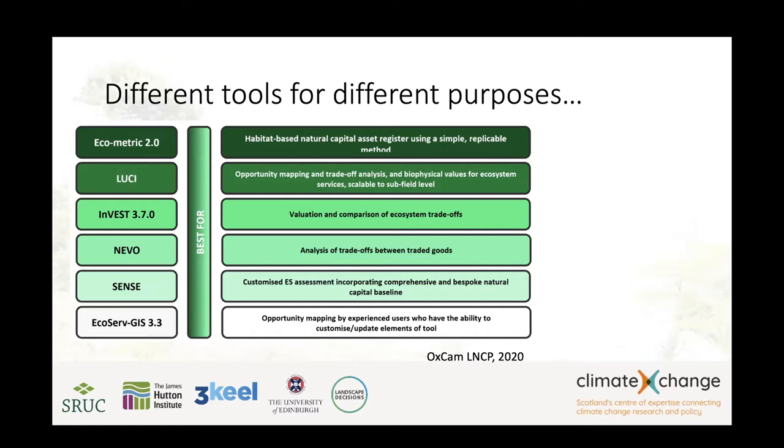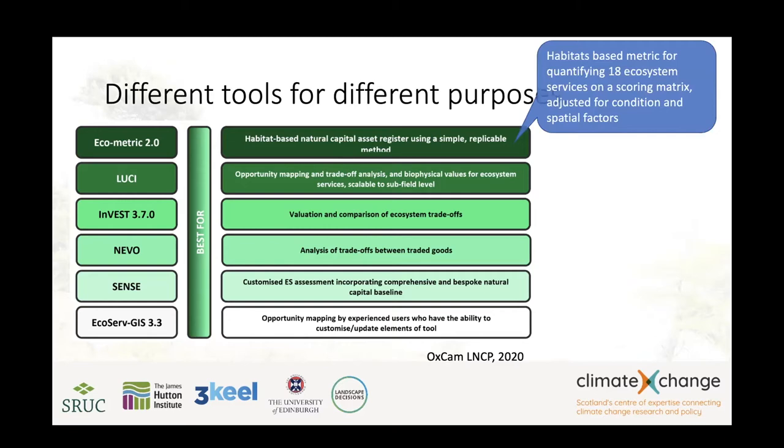And if you could pop up the first. I won't talk through all of these, but this is just to try and give a sort of flavor of what these are actually doing. So the ecometric tool has quantified 18 different ecosystem services. So it's quite an extensive tool, which is quite simple to use and replicable. It's basically an Excel matrix spreadsheet system based on expert inputs to try and score ecosystem services across a number of different areas. And it's linked to a habitat map. So that's one approach. And I'll talk about that a bit more in one of the case studies.